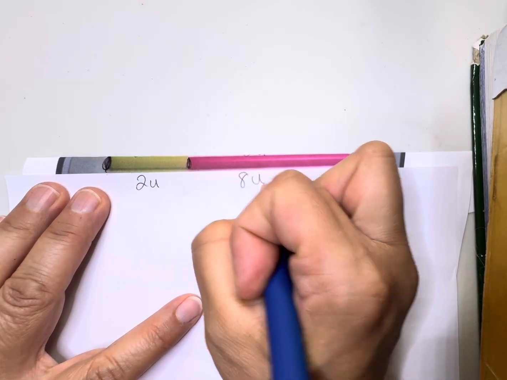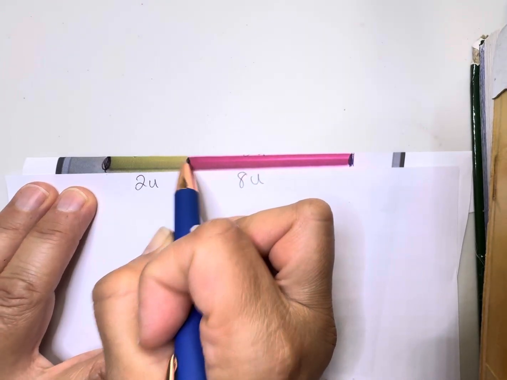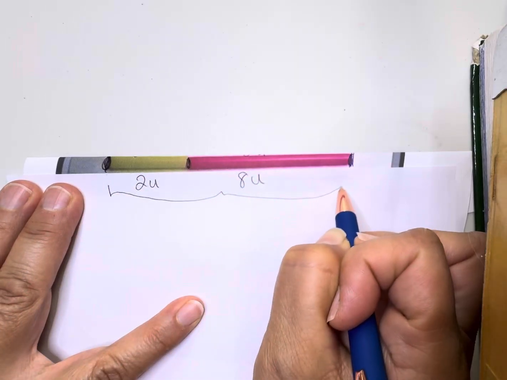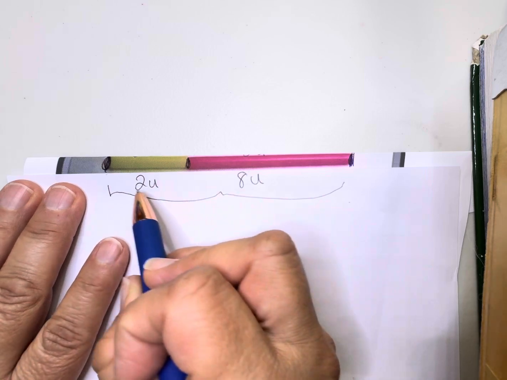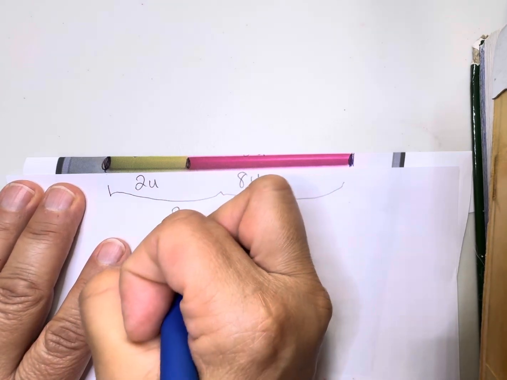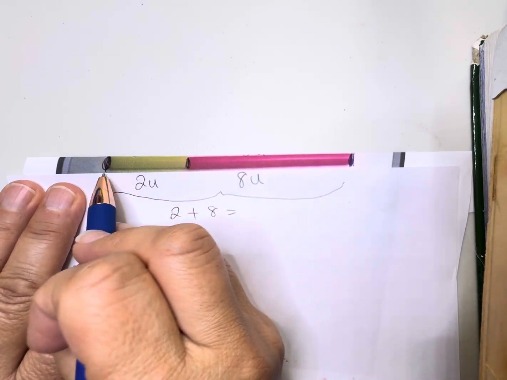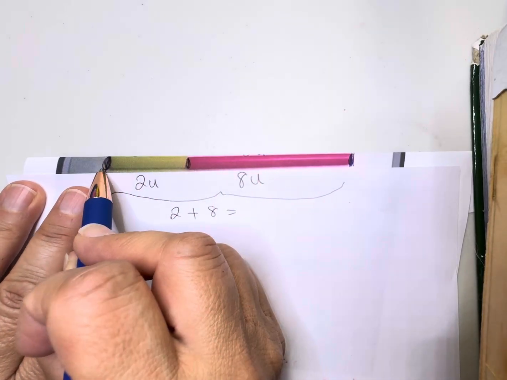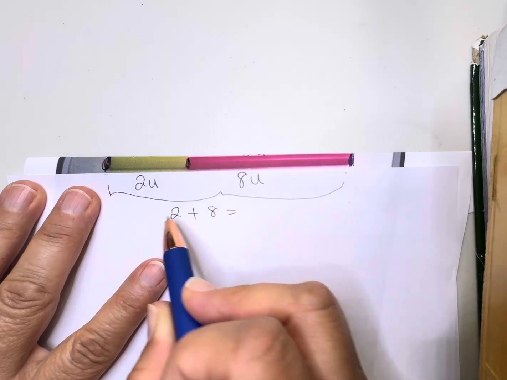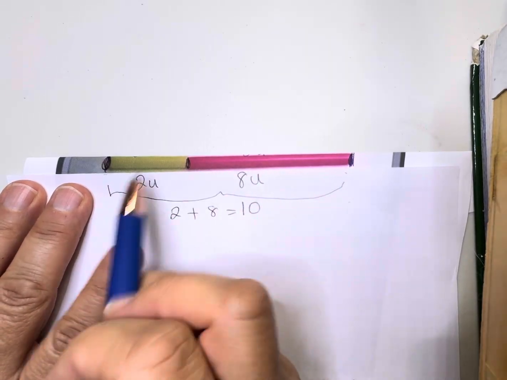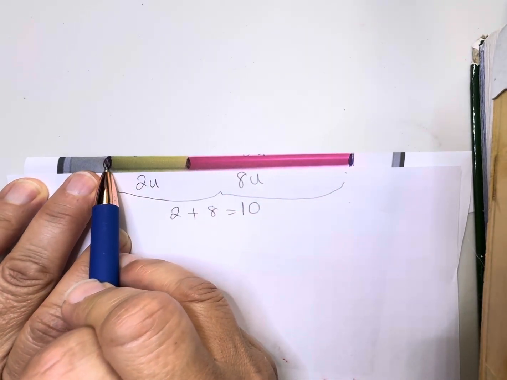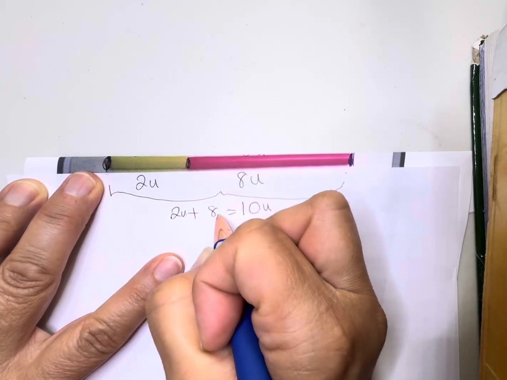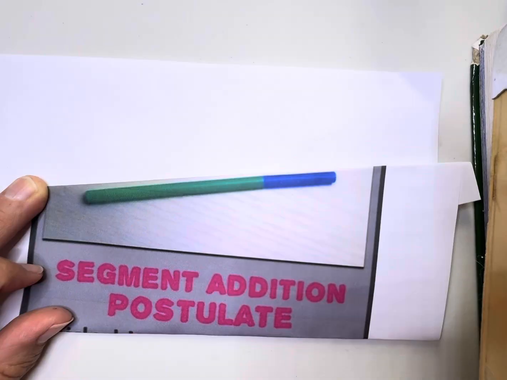is 8 units. When I put them together, what would be the length of the larger segment that's created? So you would just say this is 2 plus 8. So 2 plus 8 equals the large segment, the whole. So a piece plus the other piece equals the entire thing. So 8 plus 2, that'd be 10. So from this endpoint to this endpoint would be 10 units. So 2 units plus 8 units is 10 units.